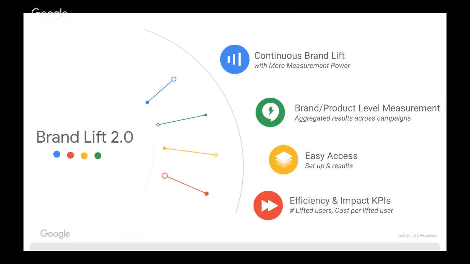One is continuous brand lift, and the second is aggregated results across all your campaigns. Then we're going to talk about how easy it is to access for you guys. And then we're going to talk about some of the new KPIs that we've introduced as well that tell us a bit more about the effectiveness of your campaign.